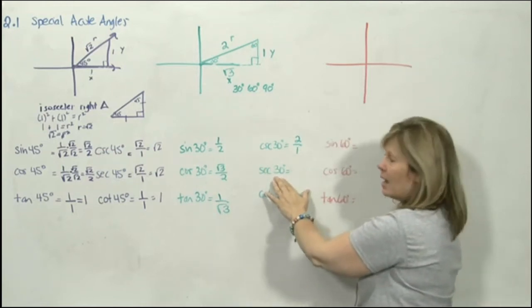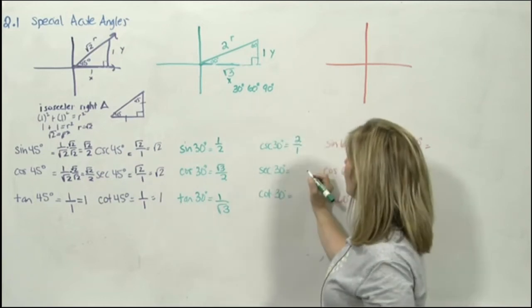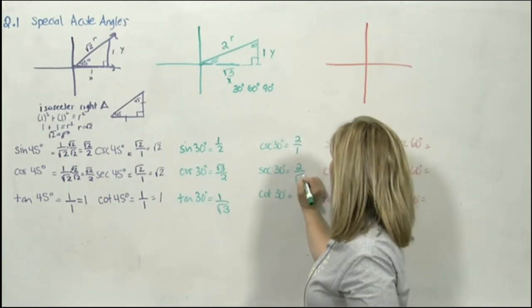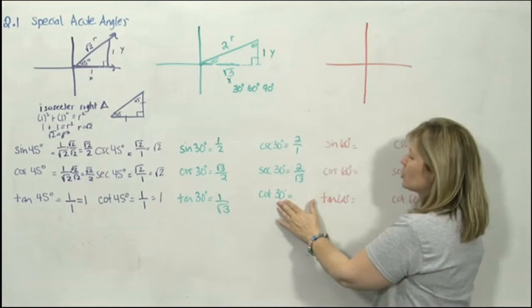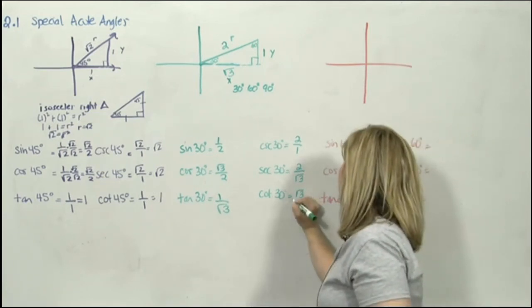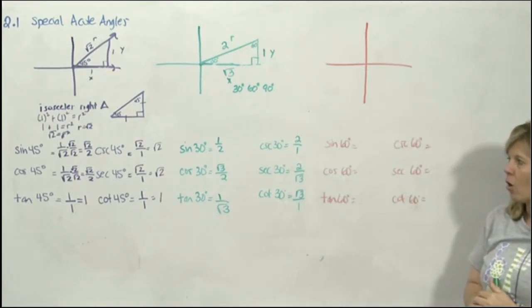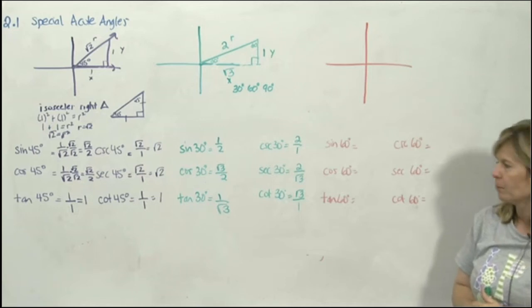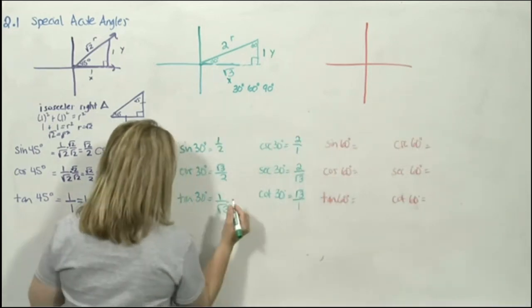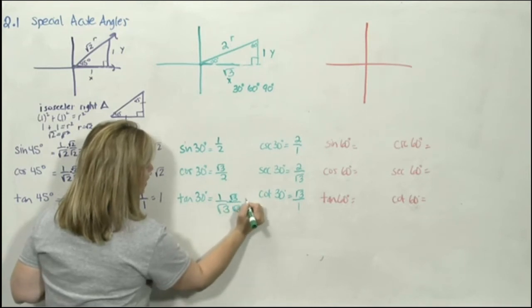Secant is r over x. R is 2, x is square root of 3. Cotangent is x over y, square root of 3 over 1. Okay? Are all 6 of those fractions acceptable? Tangent of 30 is not. We'll rationalize it. So we'll multiply by square root of 3 over 3. So there we go. Square root of 3 over 3.